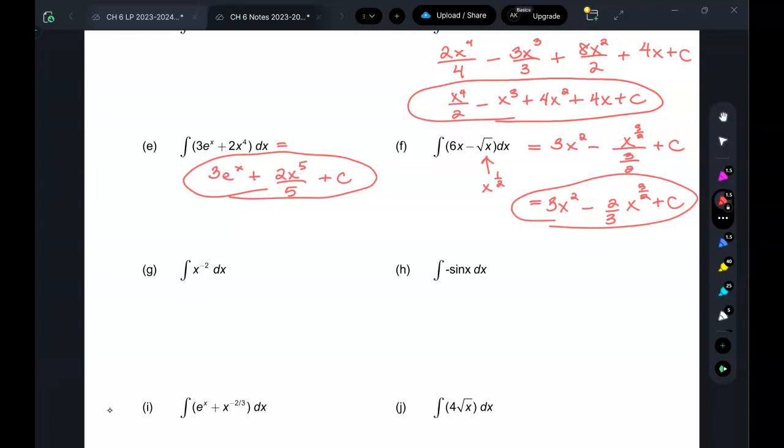Later on we're actually going to evaluate numbers. But remember, x to the 3/2 is just the square root of something to the 3rd power.